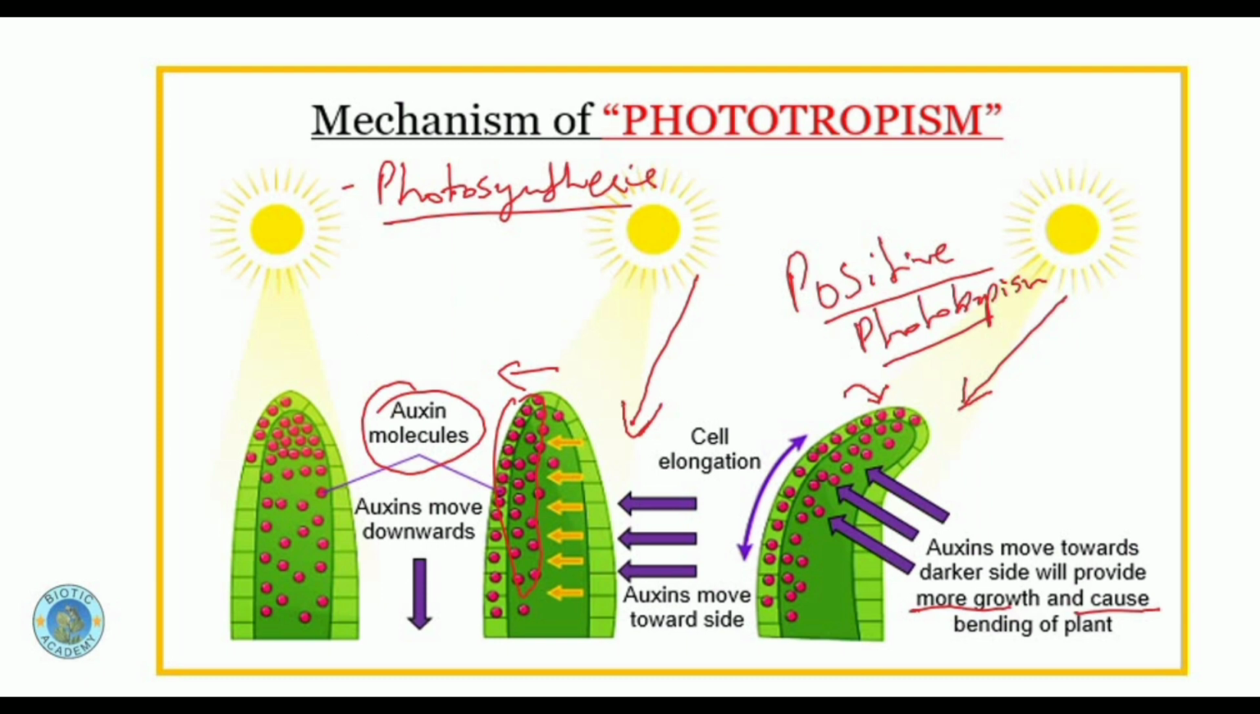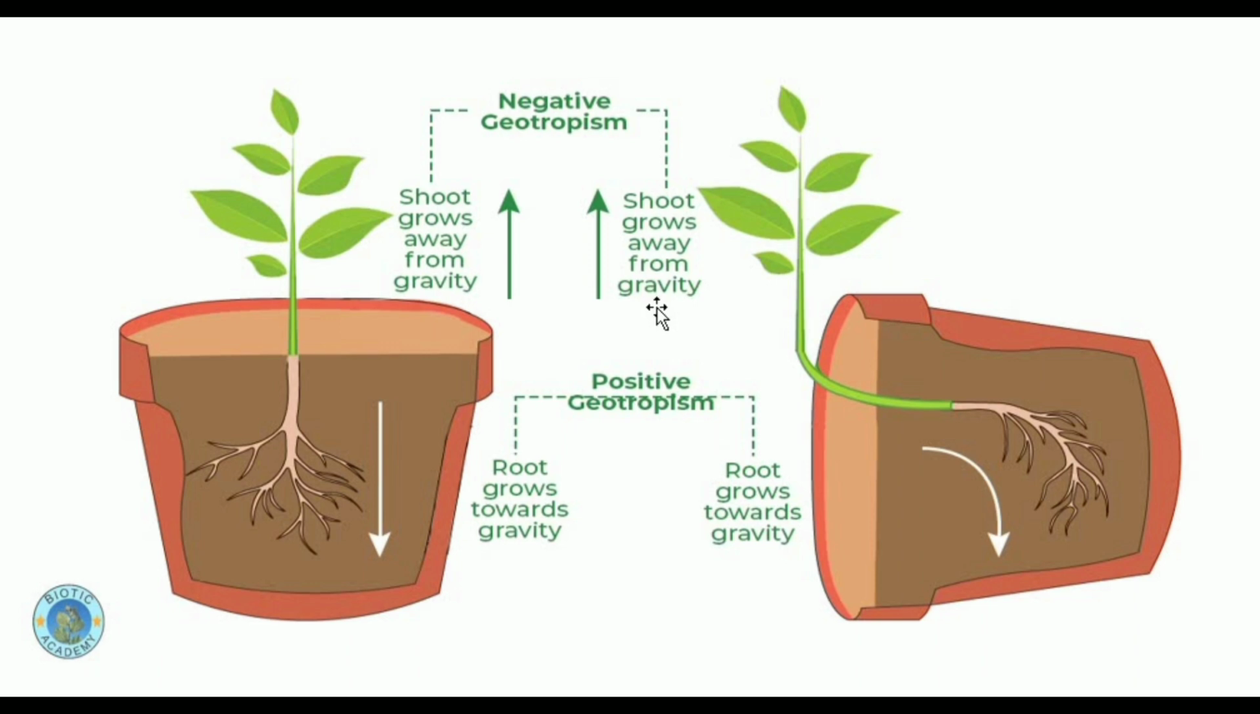Now, if we talk about the roots, we can see over here in normal situation, if we keep the potted plant in this upright position, we see that the shoot is going upward toward the source of light, and root is going towards the gravity. Now, what happens if I change the position of this potted plant and I put it aside like this? What happened then? Will the shoot start moving downward towards the gravity?